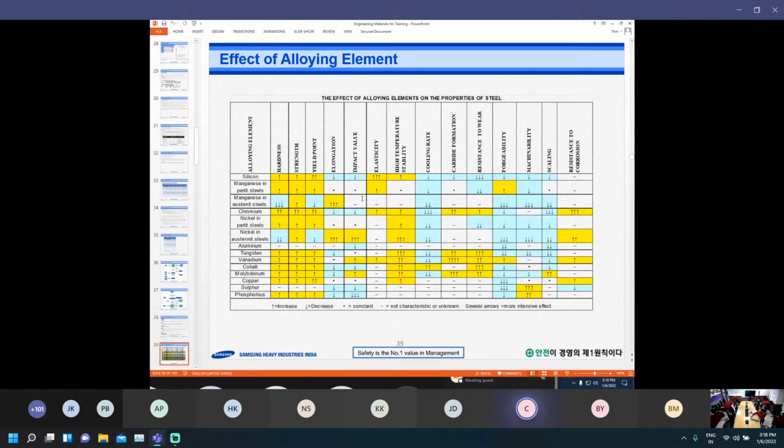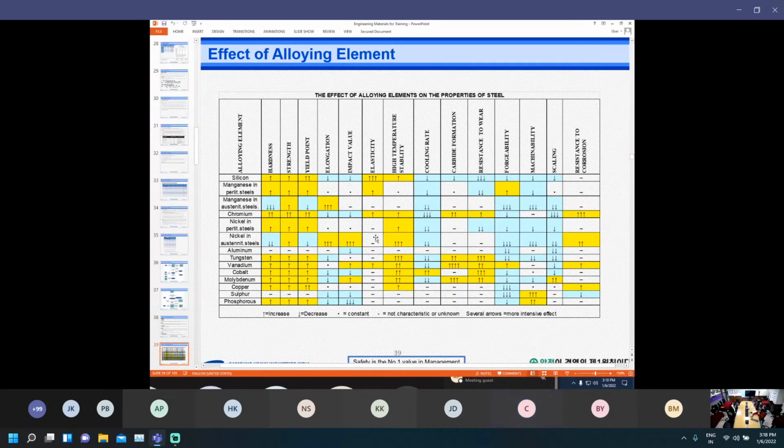Here, you will not find this in any book or any slides. This is developed by us based on different material science, metallurgy, and different experiences. So this shows how the hardness, strength, yield point, and elongation increase or decrease if you add any material. In the first column, you see the different materials. In the other columns, you see the properties of the material.